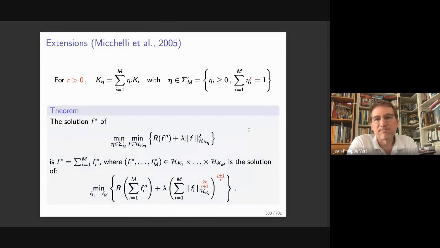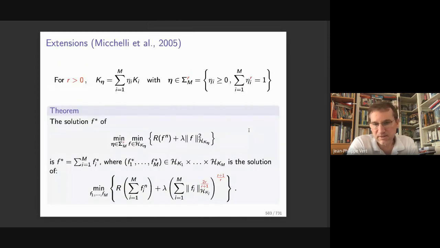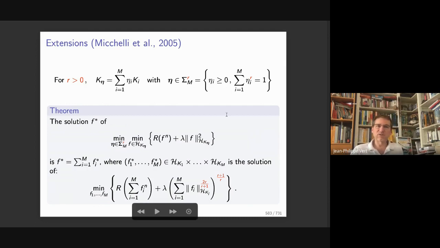Right. A last comment, maybe. A last comment is that there exist many extensions of that work, and I will just mention one of them, which, if you like it, you can try to develop by yourself. For the moment I just focus on the MKL when we make a convex combination of kernels using the simplex, so the set of etas such that the sum of eta i is equal to 1.